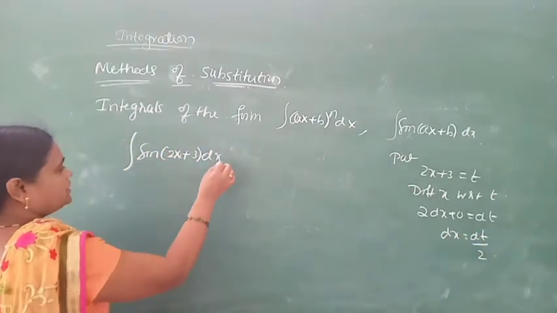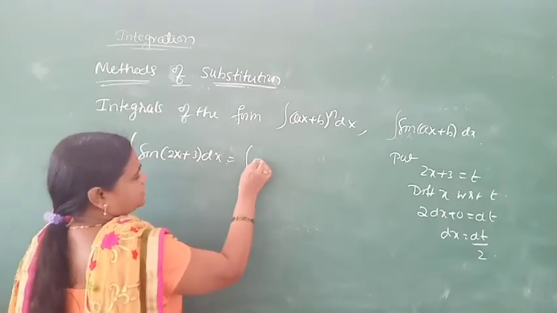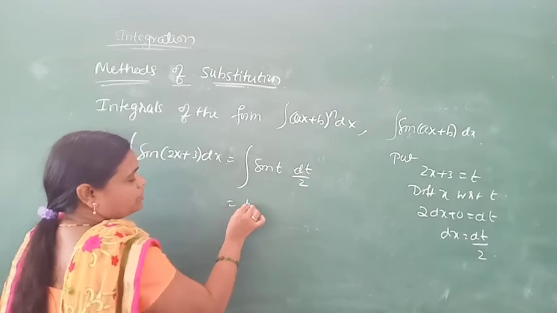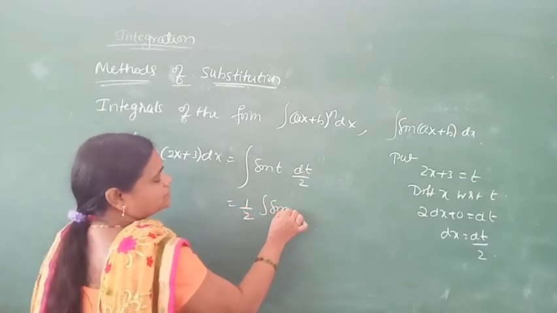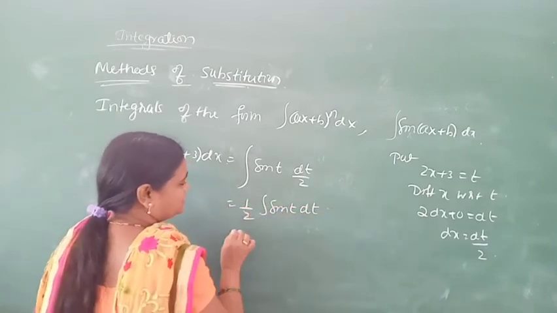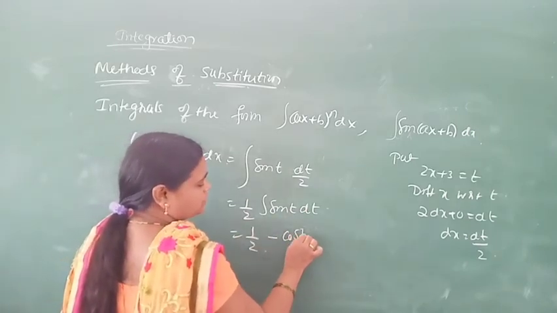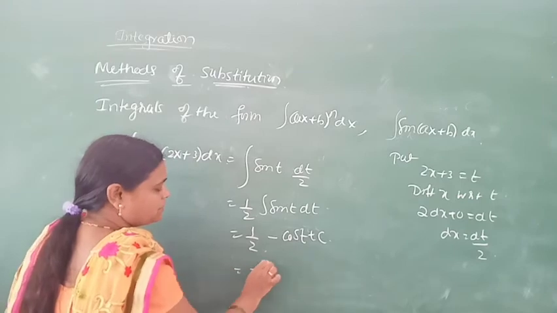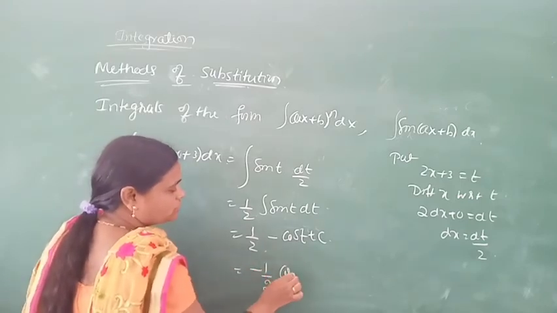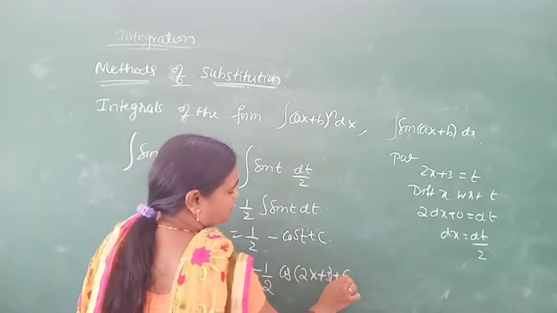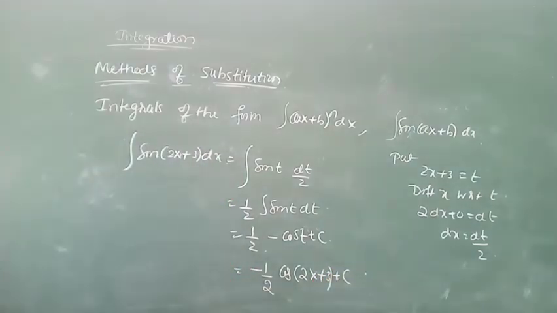Okay, then do the integration. Integration sin t dt by 2, 1 by 2 integration of sin t dt. 1 by 2 integration of sin t is minus cos t plus c. It's minus 1 by 2 cos of t, which is 2x plus 3, plus c. Okay, this is how we can do the method of integration.